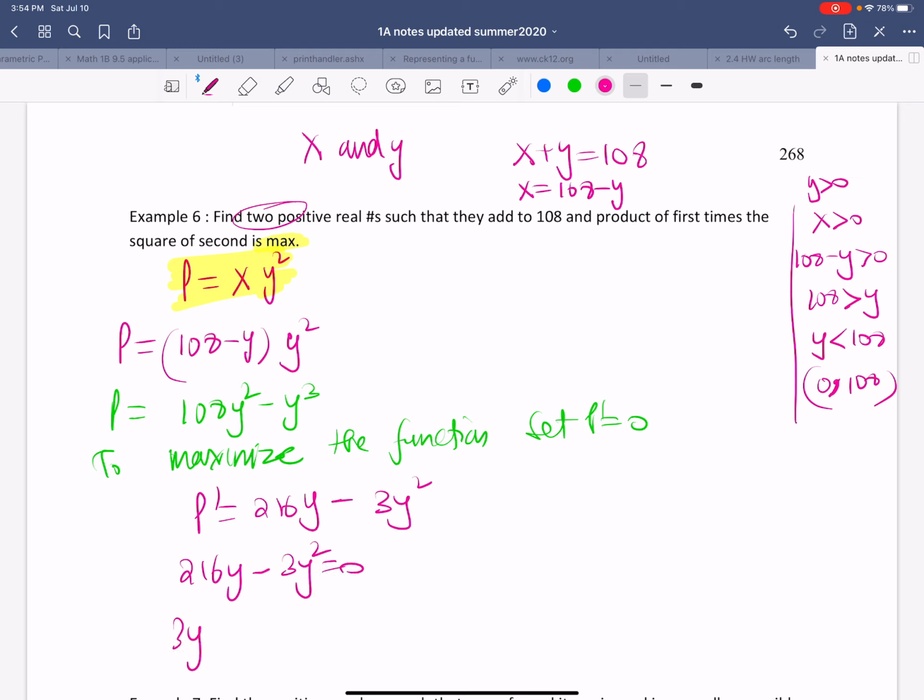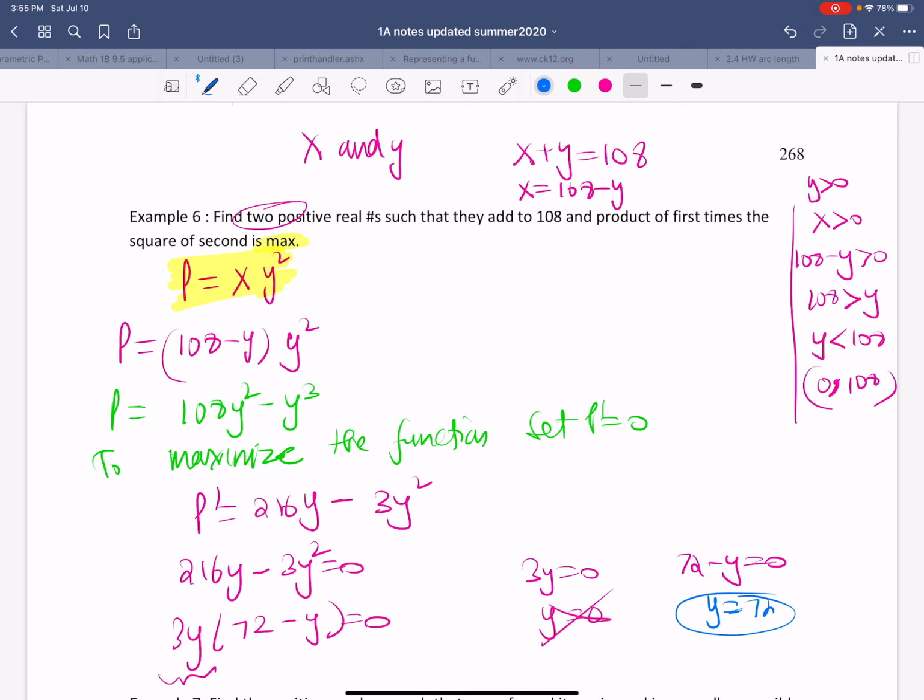I'm able to pull out a 3y from here: 3y times 72 minus y is equal to 0. So either 3y is equal to 0 or 72 minus y is equal to 0. y equal to 0 is not an option. We earlier talked about how if y is 0, then we don't have the other number; we don't really have two numbers. So y is equal to 72 is my choice. If y is 72, I'm going to plug 72 in for the y value we found. So x would be 108 minus 72, which is 36. So the numbers are 72 and 36. That's going to be my answer.